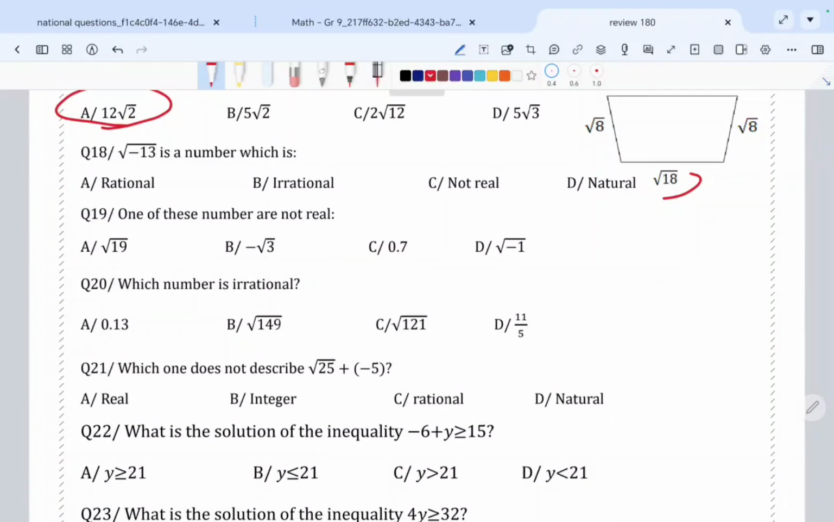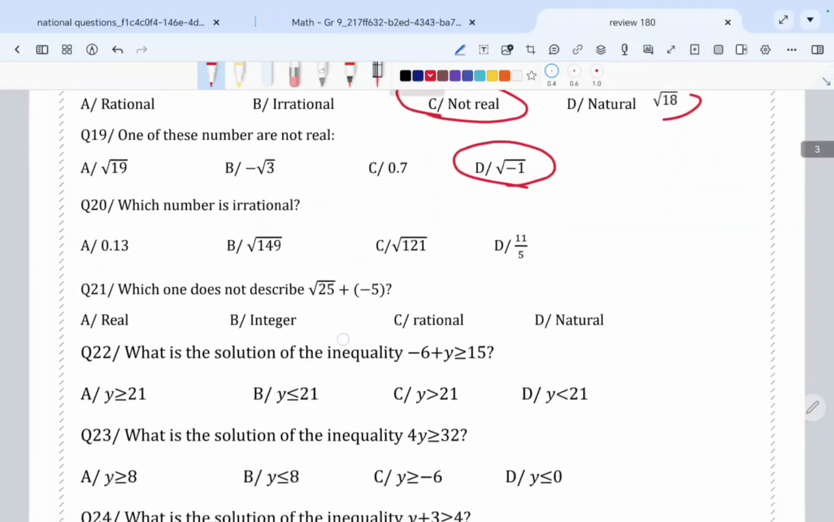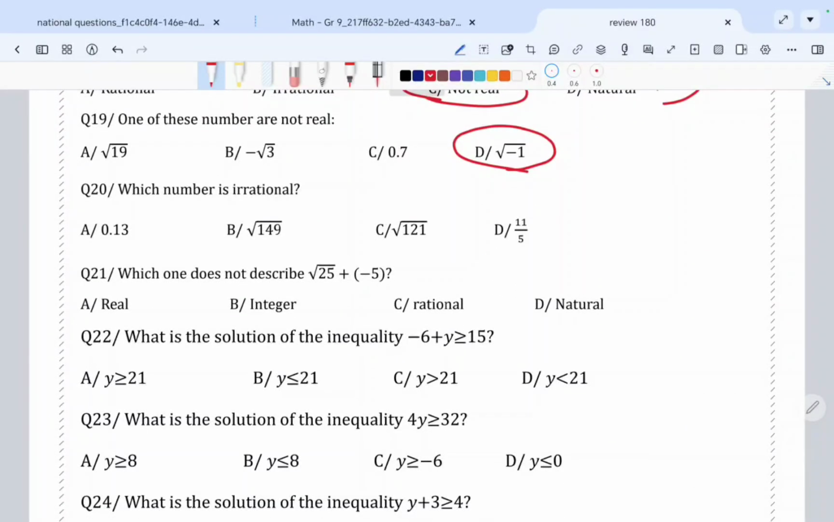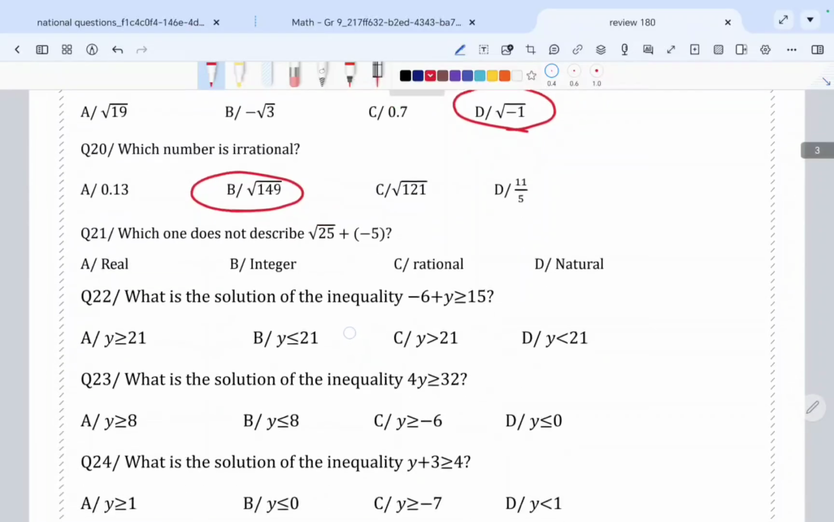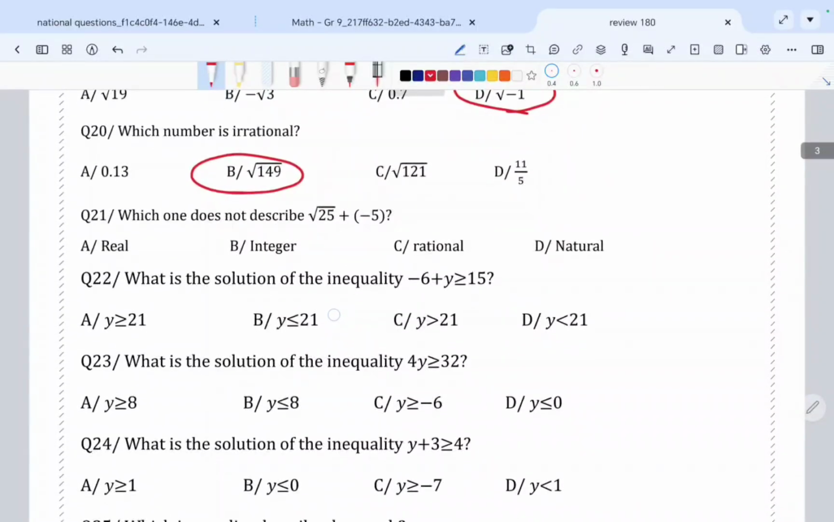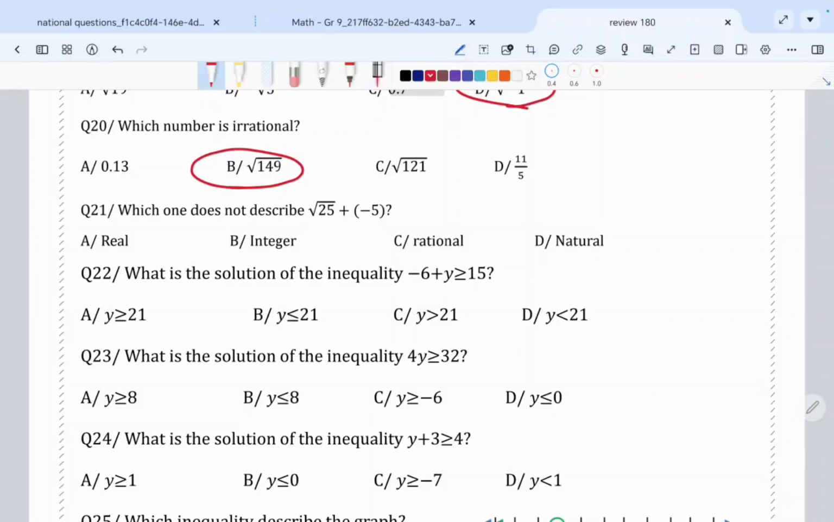Now, the square root of negative 13 is what? You know it's not real. One of these numbers is not real. Let's see. This one is real. This one is not real. Which number is irrational? What's the definition of irrational? It's a non-perfect square. So 149 has a non-perfect square, so it will be irrational.